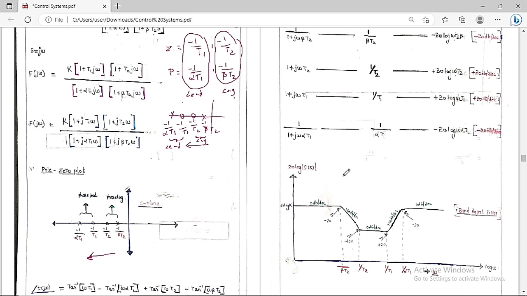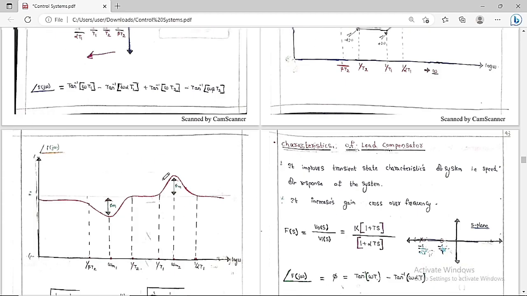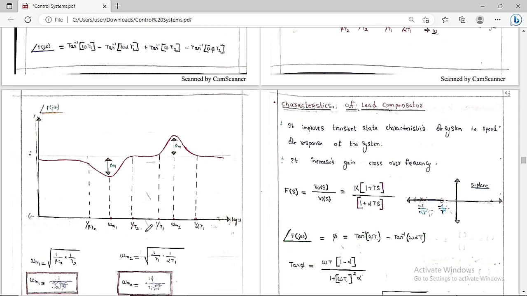So this is, we can say, the Bode plot, or the magnitude plot, that we are going to get here. Now, if you want to draw the phase angle plot, you are going to get it in this fashion. So this is the way that you are going to get. I have already told you the cutoff frequencies are 1 by beta T2, 1 by T2, 1 by T1 and 1 by alpha T1. These are the cutoff frequencies.